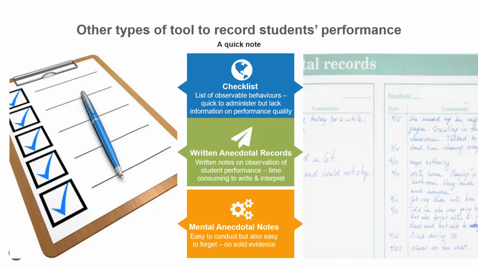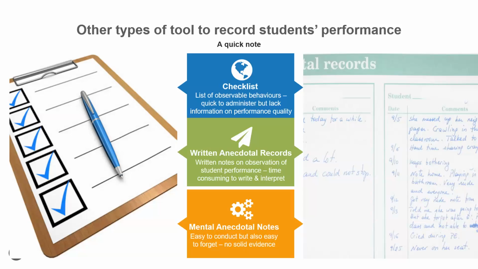Yeah. If I can go back to checklist just now, because it's already indicated what are the observable behaviors. So it's very quick to administer, but it lacks the information of performance quality. But then again, as I said just now, if you're just looking at whether they do it or not, you don't really need to explain the quality of the performance. But if you really need it, then you probably need to change from checklist to rubric.